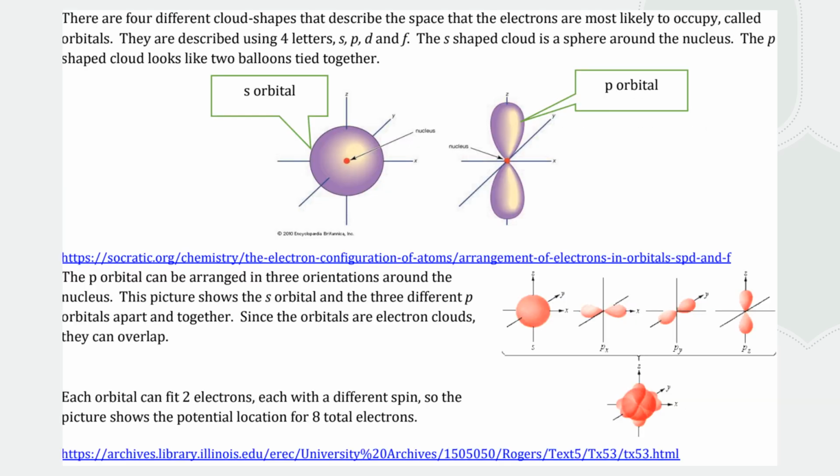There are four different cloud shapes that describe the space electrons are most likely to occupy. These are called the orbitals. There are four letters, S, P, D, F. The S is a sphere. P looks like two balloons together. I guess it looks like a cursive P. The P orbital can be oriented in three different ways. Each orbital can fit two electrons, each with a different spin. That's one of the quantum numbers we talked about. So again, I'm just giving you little bits and pieces we need to be aware of.